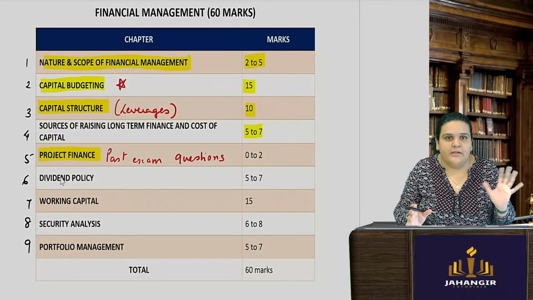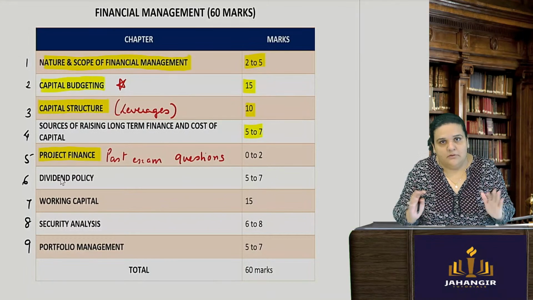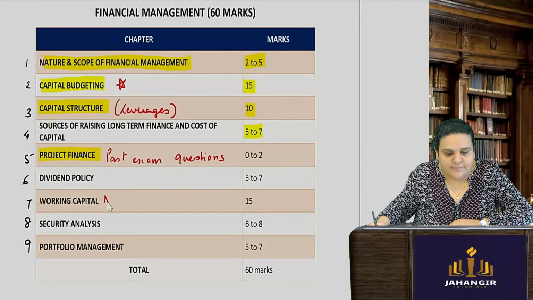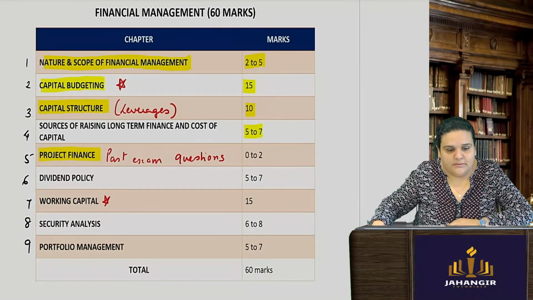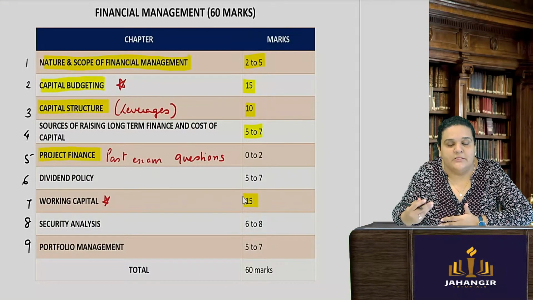Small chapter like cost of capital, again 5 to 7 marks, so here again my 10 marks are in my pocket. Working capital, again another important chapter which is for 15 marks. Okay, so you will have to work on this particular chapter more.